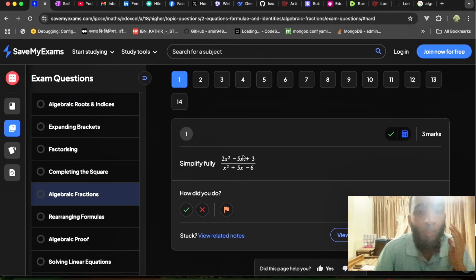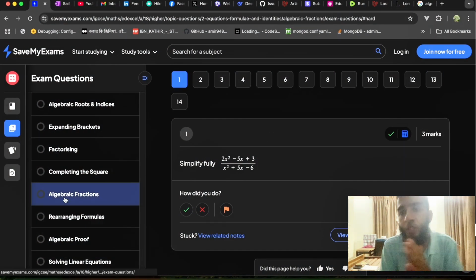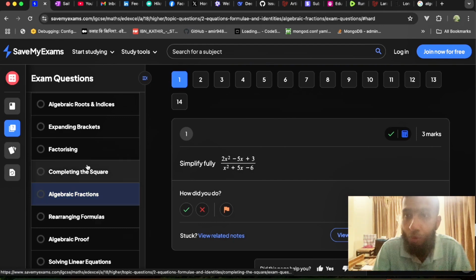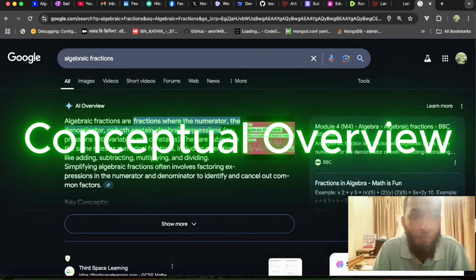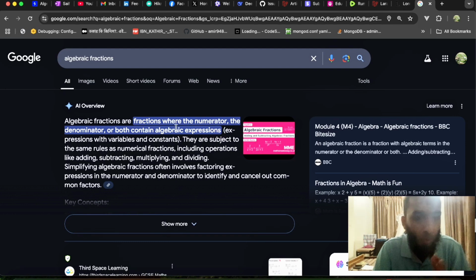I'll focus on the topic of algebraic fractions, but before going into the problem solving, I'll just give a brief overview. If I go to Google and type algebraic fractions, the AI overview says algebraic fractions are fractions where the numerator, the denominator or both contain algebraic expressions. So what are algebraic expressions? Expressions with variables and constants.